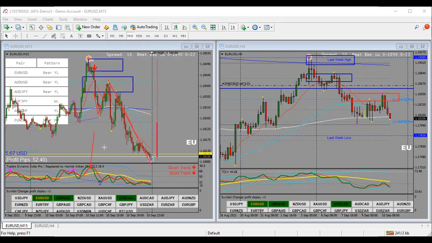So Friday was a good setup. Did you see that? Number one, we have a bearish setup on H4. Two, price at yesterday's high, because it came out of yesterday's high.